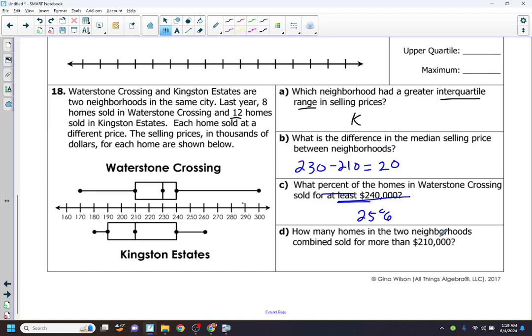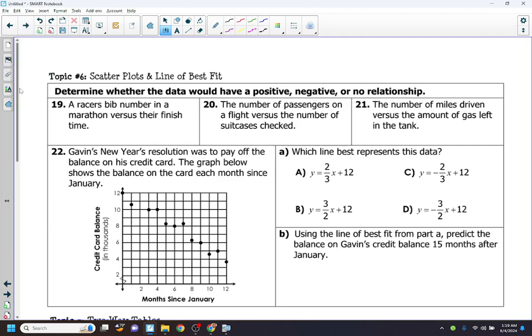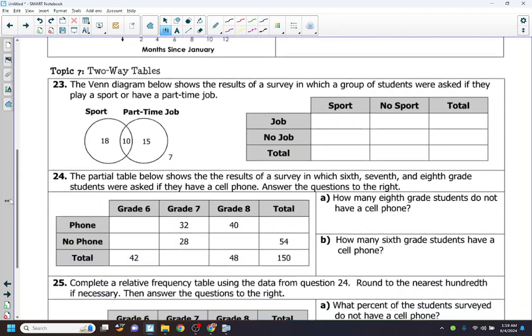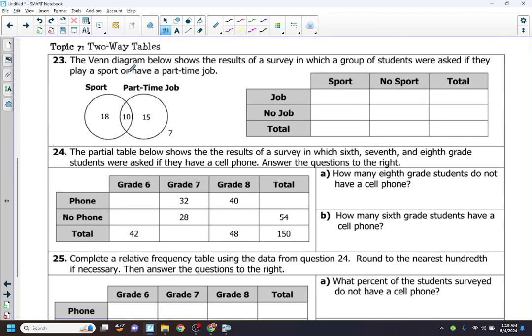In this one, how many homes in the two neighborhoods combined sold for more than 210? You will never have to do a question like this. Don't sweat that one. All right. Line of best fit, we didn't do that, so you don't have to worry about that. Let's go to two-way tables over here. All right, two-way tables.